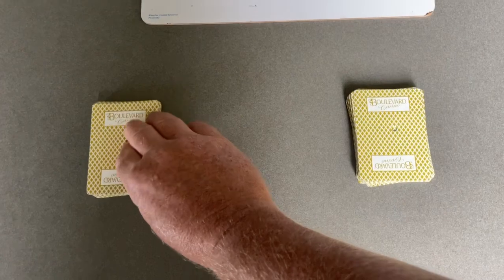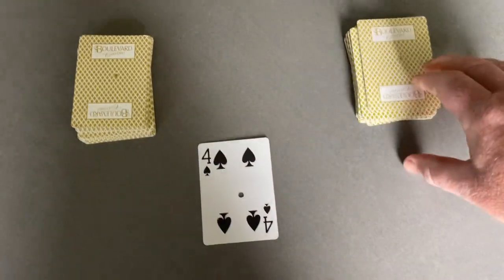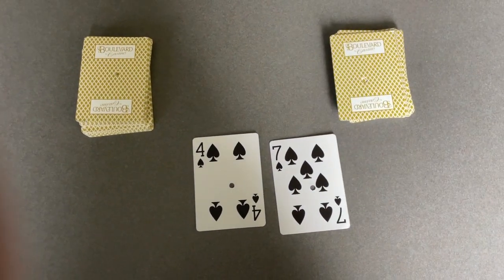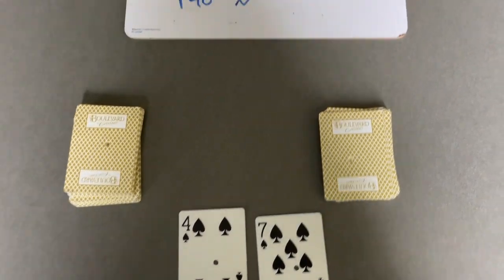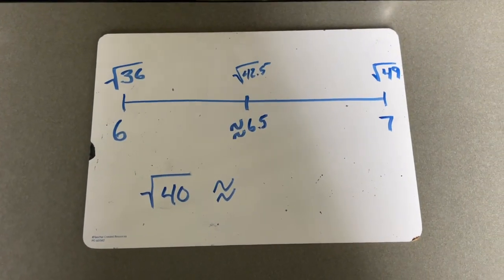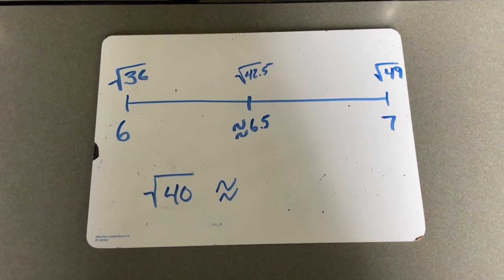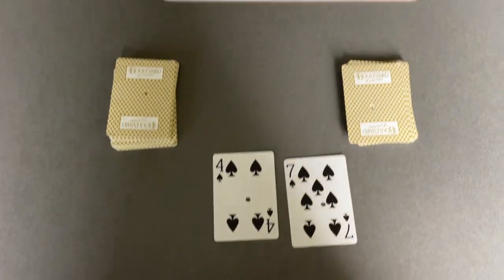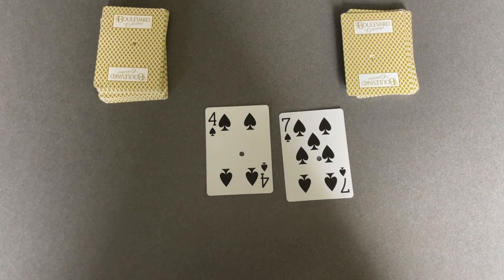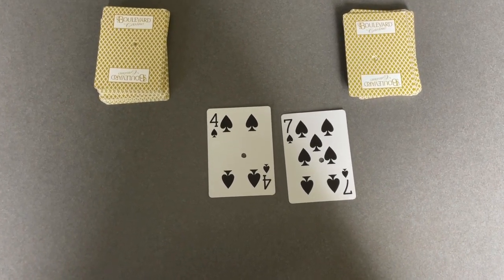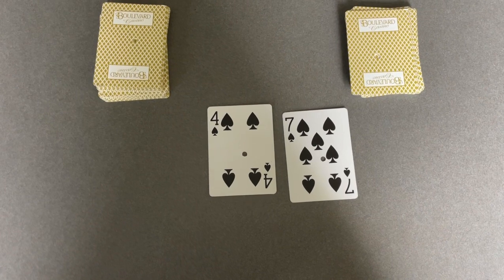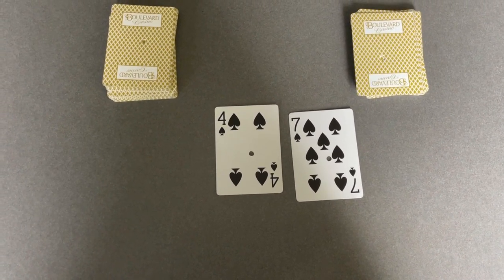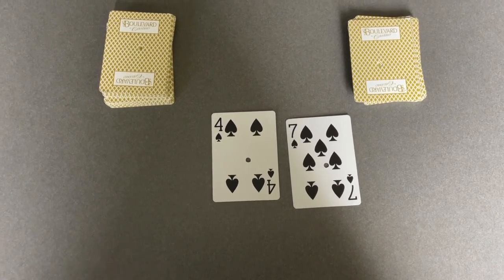So if we have a 4, and we flip them at the same time, and a 7, that's 47. We're not trying to get down to 47 and use a number line and say it would be 6.8 in this case. We're just trying to say what perfect square roots it's in between. So it'd be the square root of 36 and the square root of 49. So our correct answer would be the square root of 47 is between 6 and 7. And that's good enough for us.